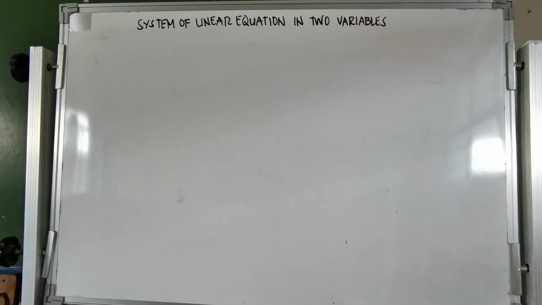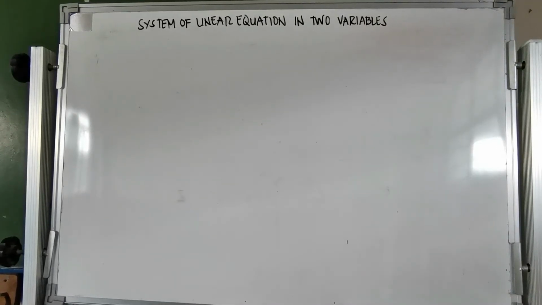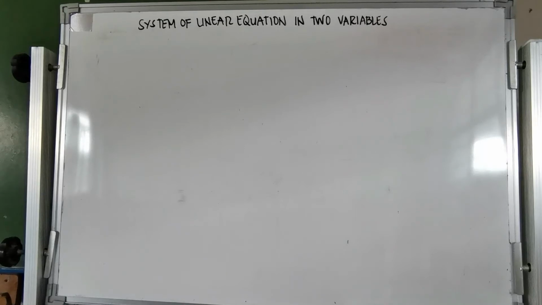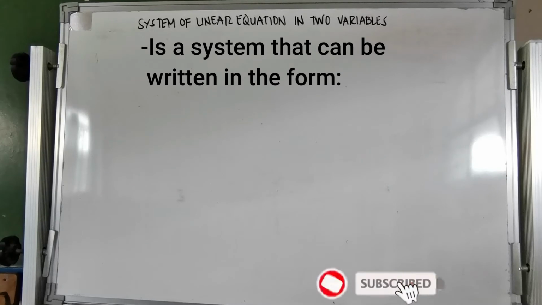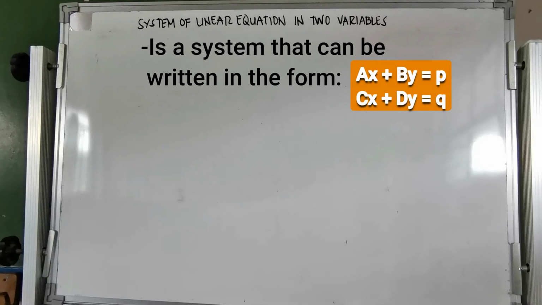For today's video, pag-uusapan natin what is a system of linear equations in two variables. A system of linear equations in two variables is a system that can be written in the form ax plus by equals p and cx plus dy equals q. So kung mapapansin nyo, those two equations are called a system since it is more than one equation.